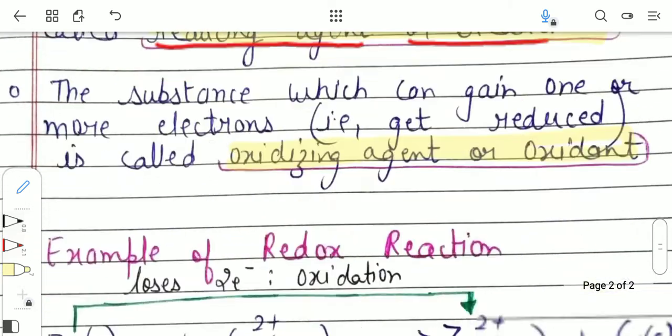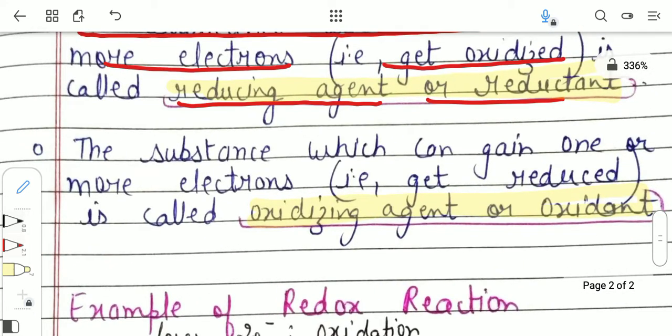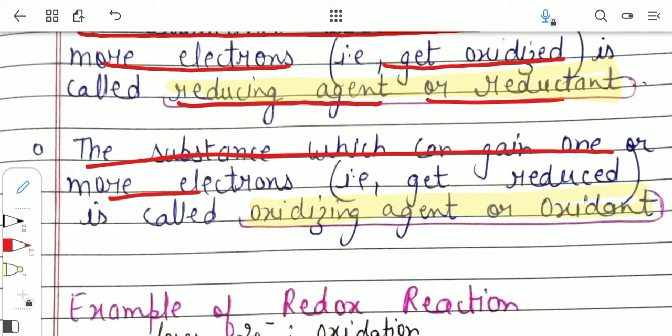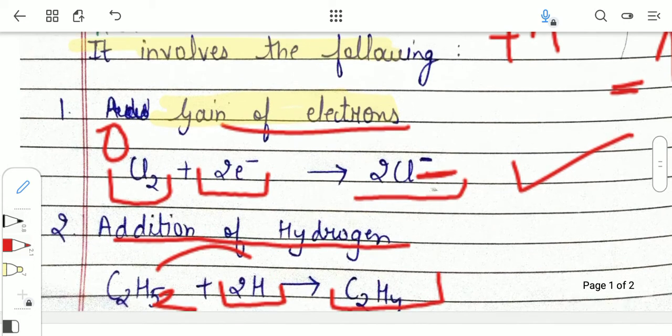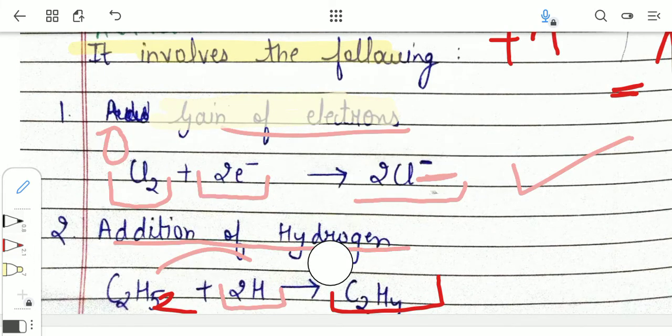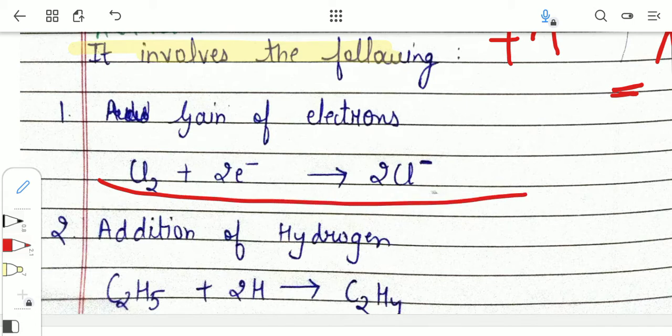Now similarly, the other one is the opposite. The substances which can gain one or more electrons, or which can get reduced, are known as the oxidizing agent. As you can see from this example, this Cl2 gained 2 electrons to form 2Cl negative. So we can say that this Cl2 is an oxidizing agent because it itself underwent reduction. The substances which gain electrons, or themselves get reduced, are known as the oxidizing agent or the oxidant. I hope with these examples it is clear what is meant by a reducing agent and what is meant by an oxidizing agent.